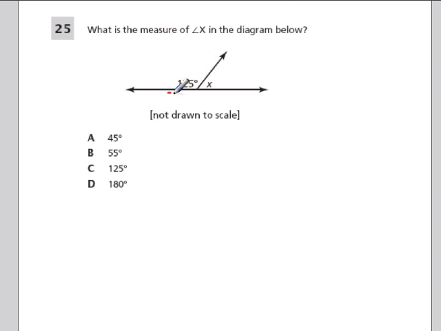Here, again, straight line. We know it's 125 degrees. So x and 125 are supplementary. So x plus 125 needs to give me 180. So I would say x is 55 degrees.